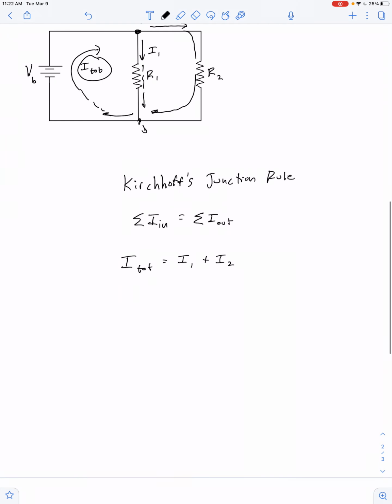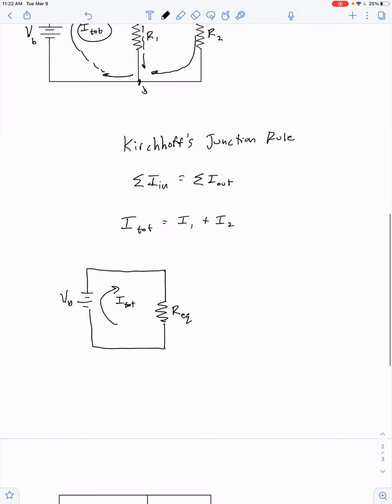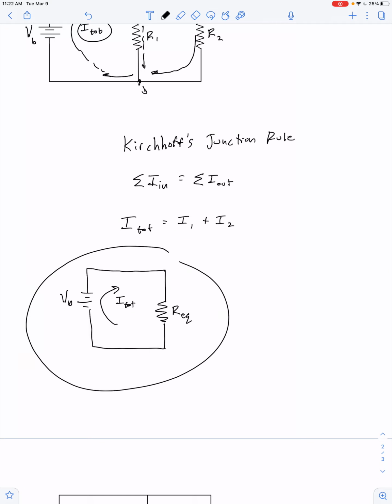Very simple. Now, if we want to picture the equivalent circuit, in other words, could I just have one single resistor that draws as much total current through the battery based on its value of equivalent resistance? Yeah, that's what we're looking for. Okay, so in this equivalent circuit, based on Ohm's law, we can say that I total would have to equal the voltage of the battery divided by the equivalent resistance.